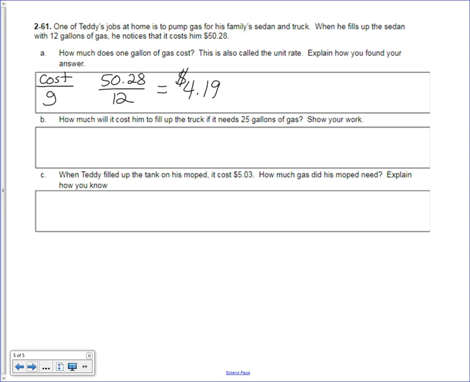B, how much will it cost to fill up the truck if it needs 25 gallons of gas? So we would do 25 times $4.19, which is $104.75.